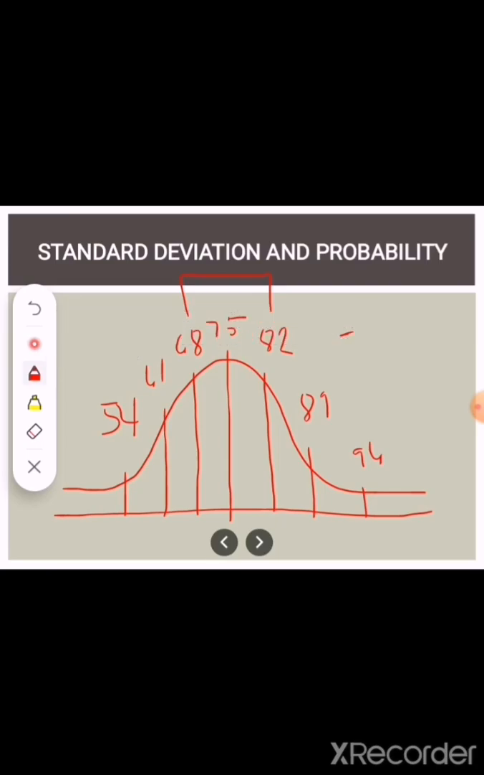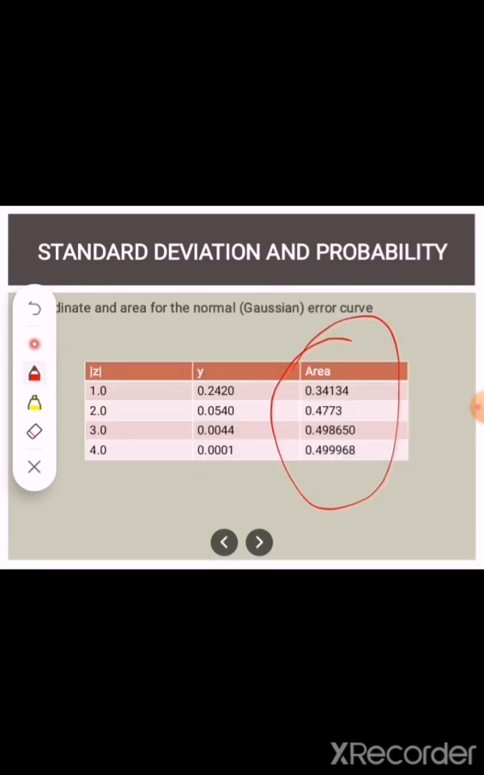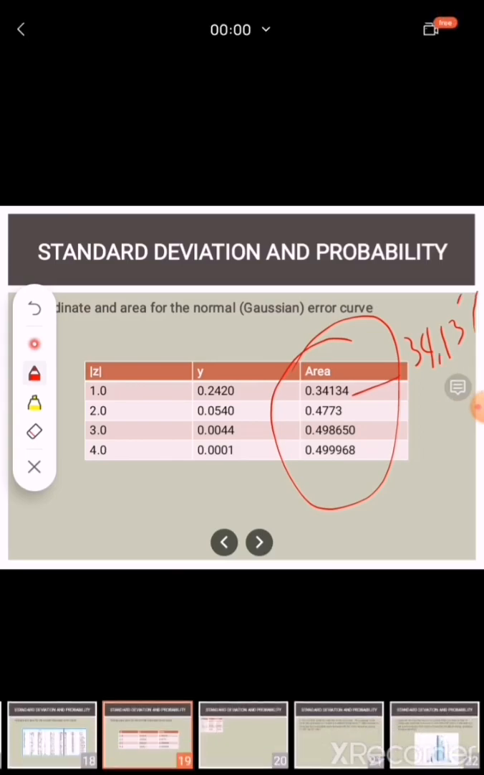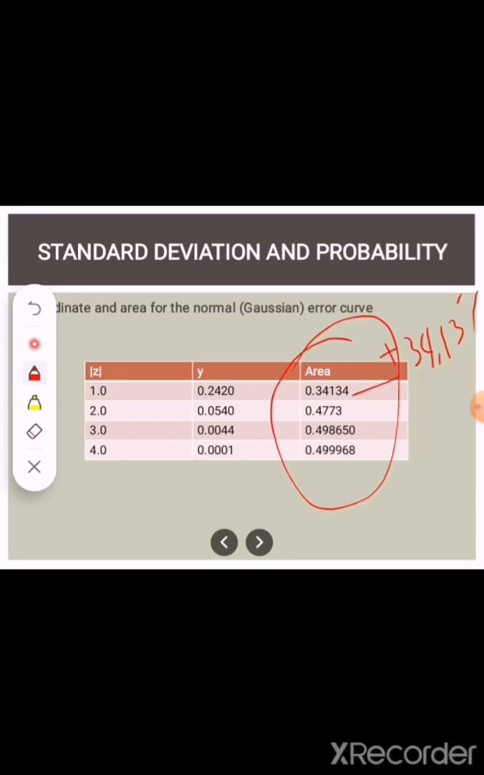Okay? So, kung titignan natin kanina, sa first standard deviation daw, meron tayong 0.34134 na area. So, ibig sabihin, sa Gaussian curve natin, yung first standard deviation has a 34.13% na area dun sa curve to the right. At meron din siyang 34.13% area to the left.